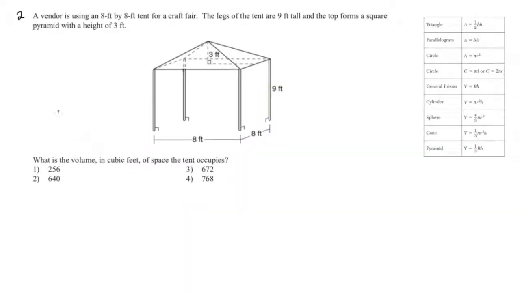Okay, here's our next one. A vendor is using an 8-foot by 8-foot tent for a craft fair. The legs of the tent are 9 feet tall, and the top forms a square pyramid with a height of 3 feet. Now, what is the volume in cubic feet of the space the tent occupies?